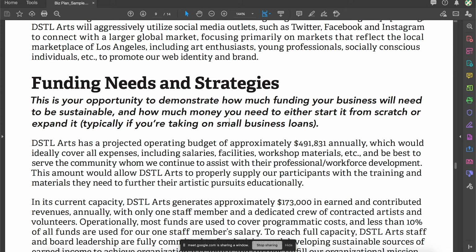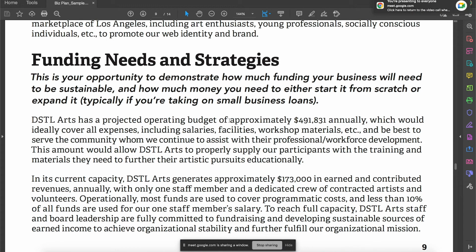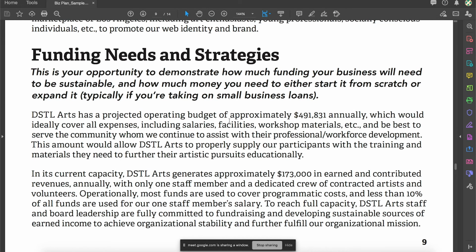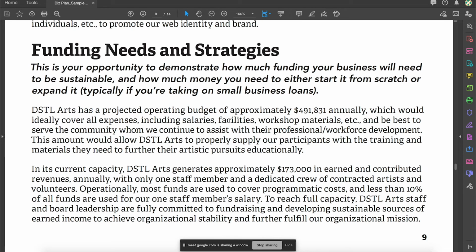Now the next one is funding needs and strategies. This section is exactly what it sounds like. This is where you start talking about how much money you actually need to sustain your business. And also, this is where you start to say, hey, I'm applying for a loan, and this is how much money I need, and this is what I'm hoping to use it for.